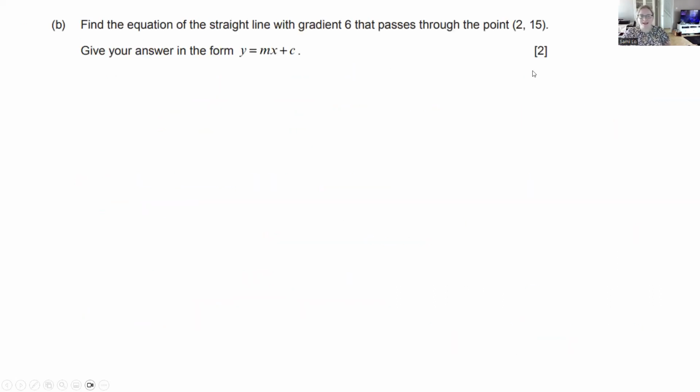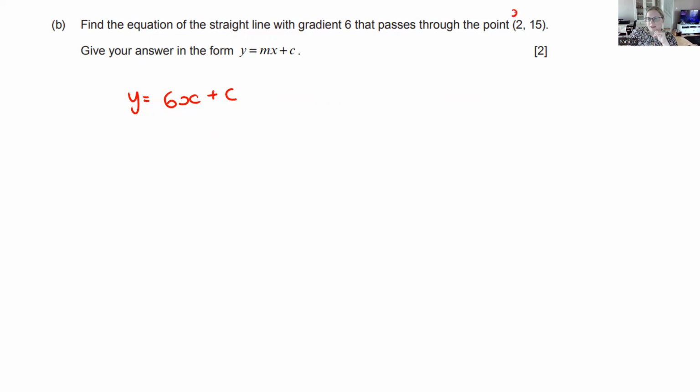Okay, question B. Says find the equation of the straight line with a gradient of 6 that passes through the point 2, 15. I love these questions. So straight away we've got y equals mx plus c. This is a really nice question. So we're going to put our gradient in, which is 6x plus c.